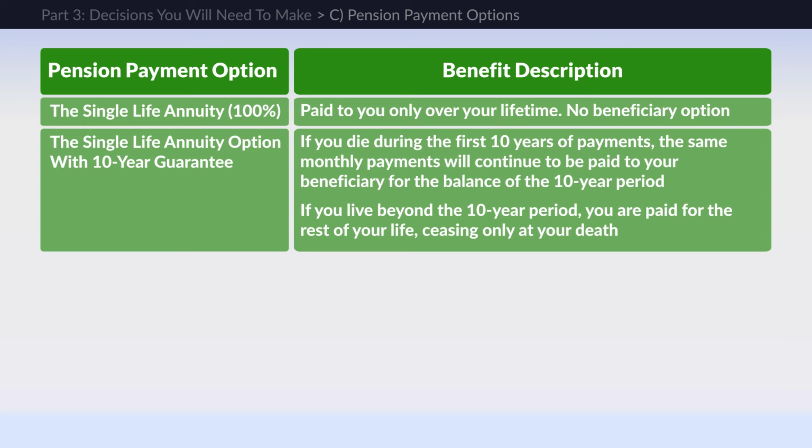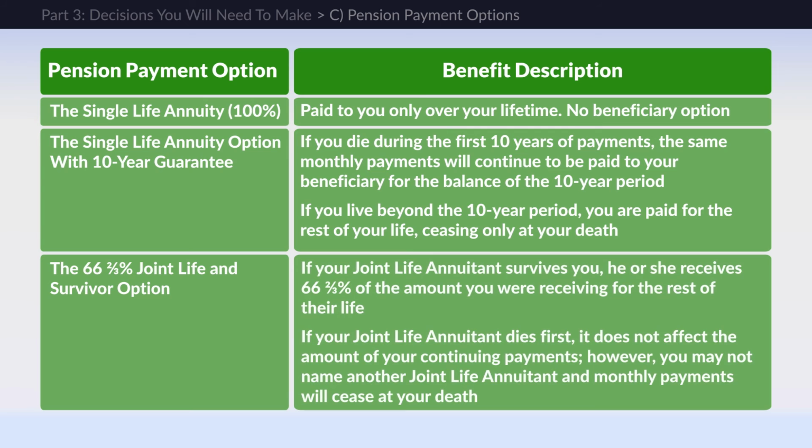at your death. The 66 2/3 joint life and survivor option also pays a monthly income as long as you live. If your joint life annuitant survives you, he or she receives 2/3 of the amount that you are receiving for the rest of their life. If your joint annuitant dies first, it does not affect the amount of your continuing payments. However, you may not name another joint life annuitant, and monthly payments will cease at your death.